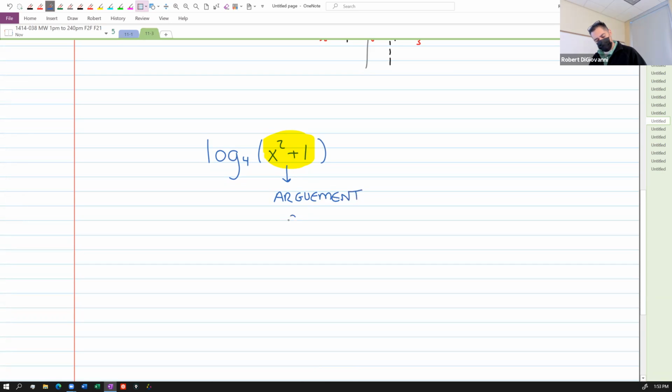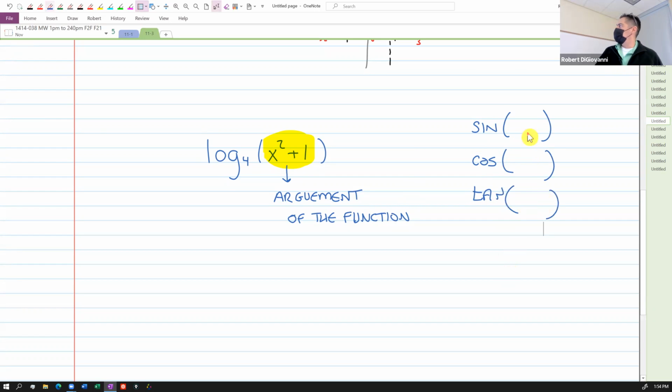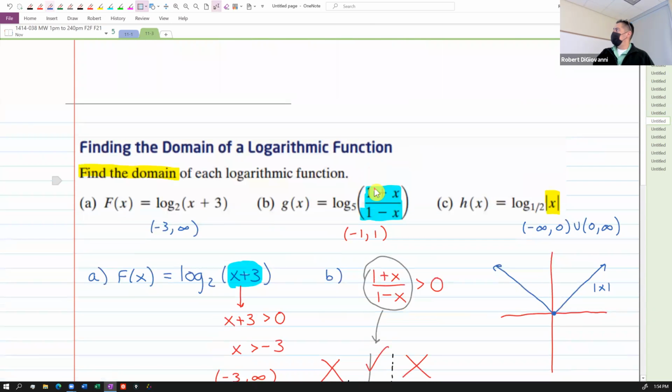The argument of the function. And that goes for any function. If you have a function and then inside of it you're putting an expression, whatever it is, that's called the argument of the function. You'll see in pre-cal, when you study what are called the trig functions, the sine function, cosine function, the tangent function, you'll start plugging things into those functions. And you'll probably hear your professor say, oh yeah, what's the argument of that function? It's the thing that's inside, that's the argument, all right? All right, any questions on domain?